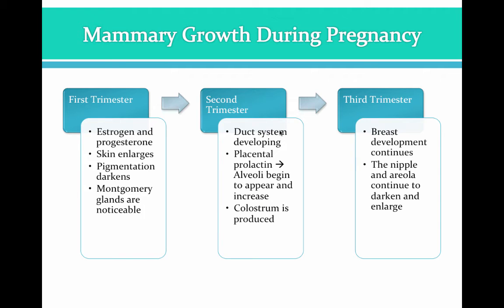During the second trimester, the duct system continues to develop. Alveoli begin to appear because of placental prolactin. And by the end of the second trimester, the blood supply and body fluids such as lymph that support alveolar growth and the multiplying number of alveoli have increased the weight of the breast by about 1 to 1.5 pounds. The production of colostrum is established, and a woman would lactate if she gives birth prematurely. General breast development continues throughout the third trimester. The nipple and areola continue to darken and enlarge.